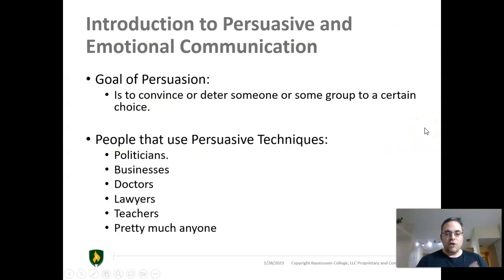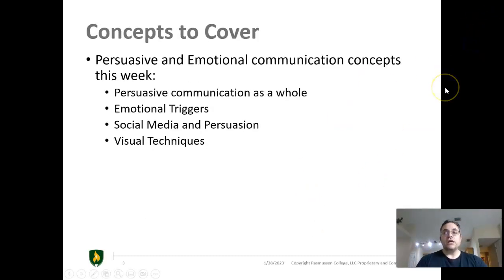This week, the goal is really persuasion and emotional responses. Overall, we need to understand what persuasive visuals really work with. The goal of persuasion is to convince or deter someone or some group to a certain choice. And there's a lot of different people that do that: politicians, businesses, doctors, lawyers, teachers, pretty much anyone that wants to help people decide a choice. Persuasion can be dealt with through a lot of different elements, and with persuasive techniques, visuals have been created to really convince people of certain elements, and that's what we're going to be focusing on this week.